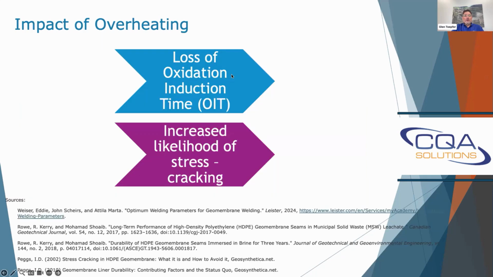So the impact of overheating, there's plenty of papers out there, but ultimately what happens in overheating is it's changing the molecular structure of the geomembrane, the chemical composition. You get a loss of oxidation induction time, and that results in the increased likelihood of stress cracking along the area of the weld. It's going to be parallel to the weld, not necessarily in the weld itself. The weld itself usually is going to pass and maintain its strength unless it's significantly compromised.